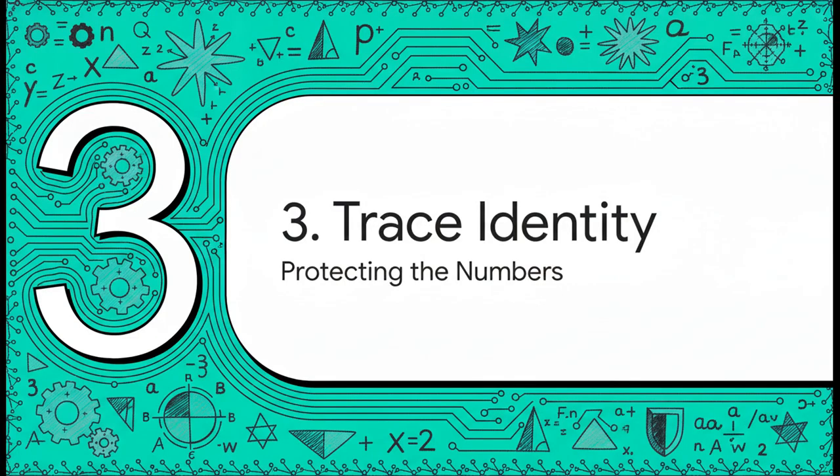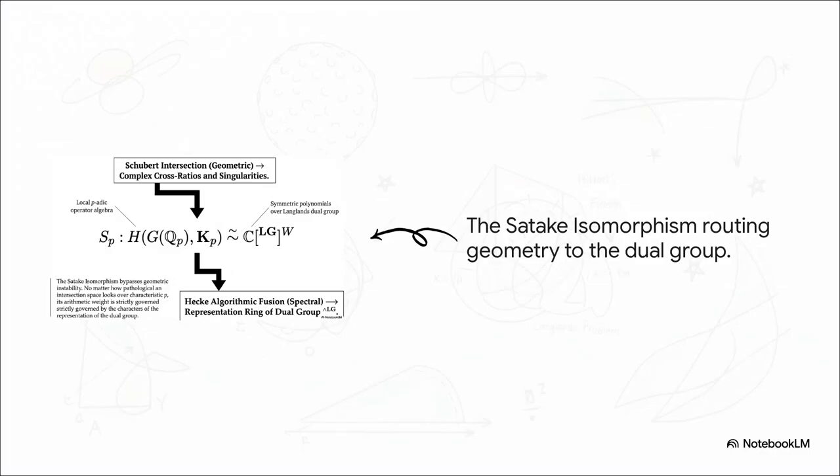Which brings us to section 3, the Satake Trace Identity. Now, what's really wild here is how the Satake Isomorphism acts as a complete bypass for our geometric instability. You see that Satake mapping the local p-adic operator algebra over to symmetric polynomials? Because of this specific routing, it doesn't matter how singular or pathological an intersection space looks. Its arithmetic weight is strictly governed by the dual group representation. It effectively linearizes the entire problem.